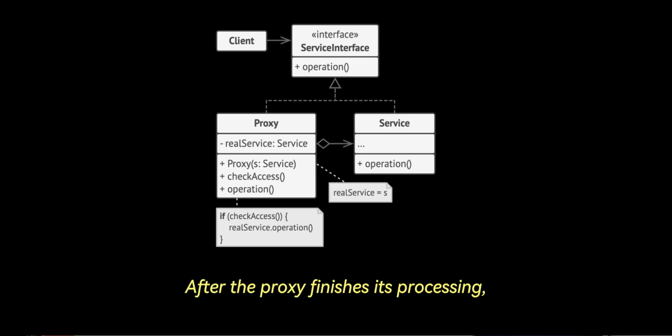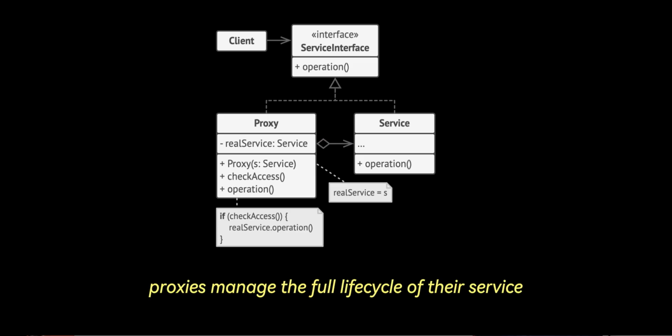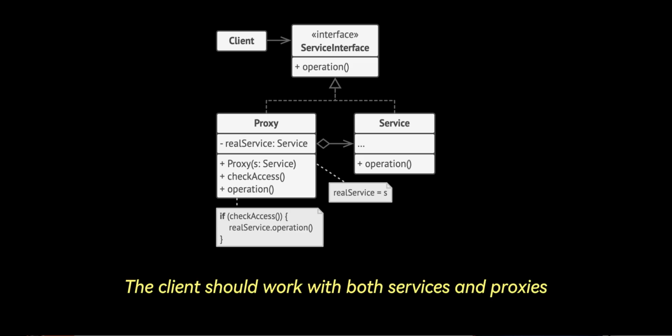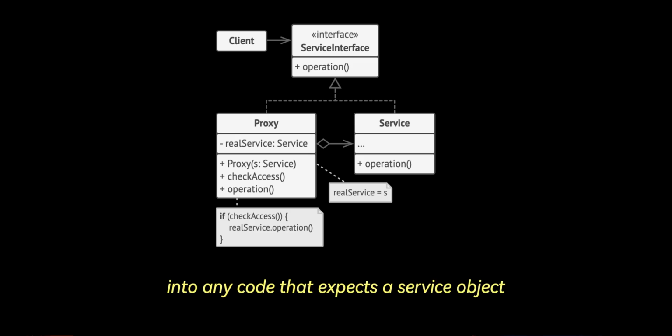After the proxy finishes its processing, for example, lazy initialization, logging, access control, caching, etc., it passes the request to the service object. Usually, proxies manage the full lifecycle of their service objects. The client should work with both services and proxies via the same interface. This way, you can pass a proxy into any code that expects a service object.